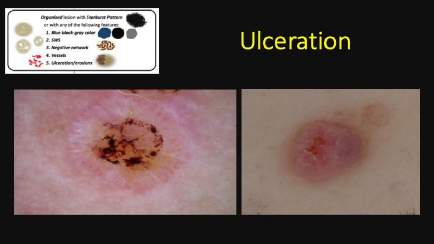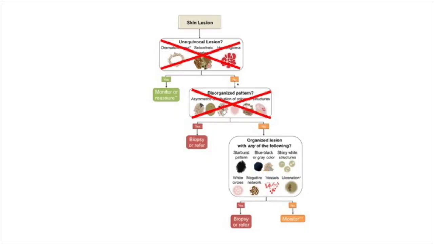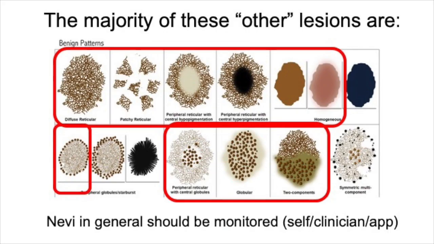So what are the features that you really need to know? If you have an organized lesion and you see a starburst or a negative network or blue, black, or gray color, white structures, vessels, and ulceration. If you see that, you biopsy. What are you left with if you didn't see those features? It turns out that what you're left with are these nevi, which are all the nevi that we spoke about already, the benign pattern nevi, okay?